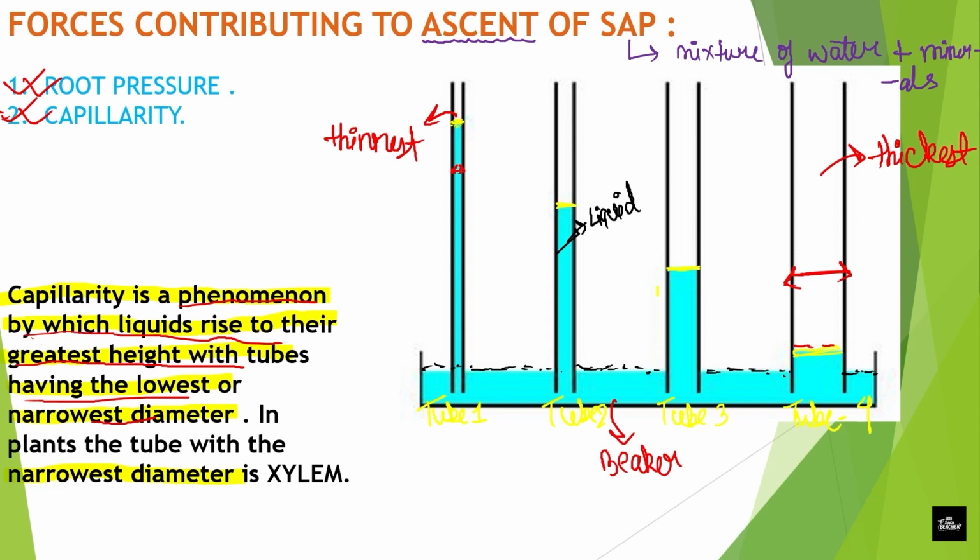In plants, such a tube is known as xylem, because xylem deals with the transport of water and liquid things to the leaves. So the tubes that xylem has are very, very thin, and the diameter of such tubes is also less. That's why they go through the phenomenon of capillarity, which is why this point is involved in the forces contributing to ascent of sap. That was all about capillarity. Very simple phenomenon, very easy to understand. No hard thing is there.